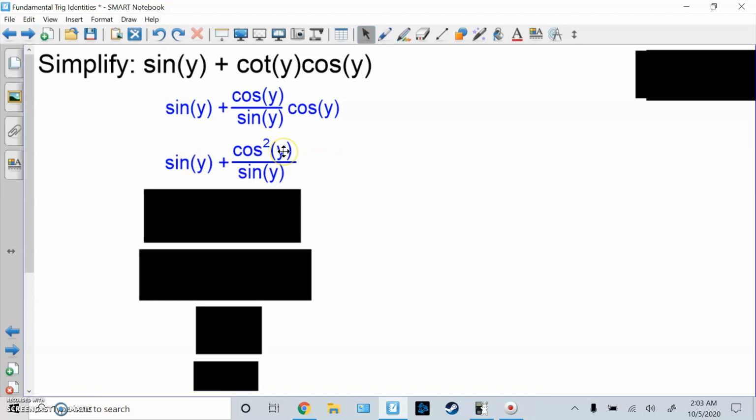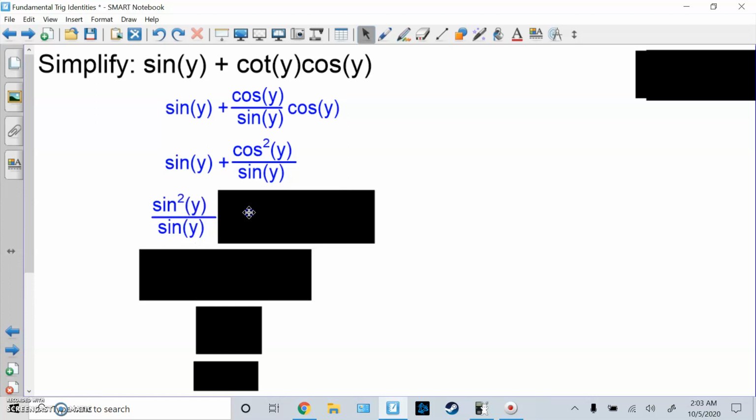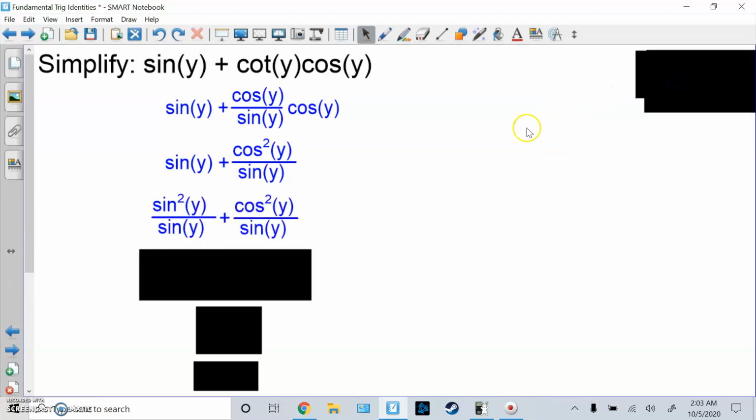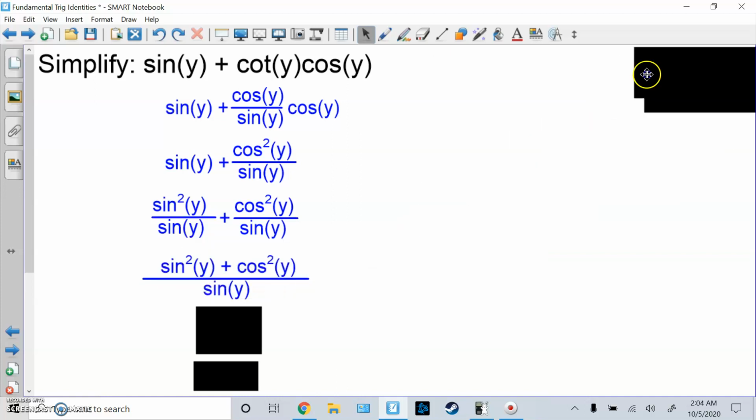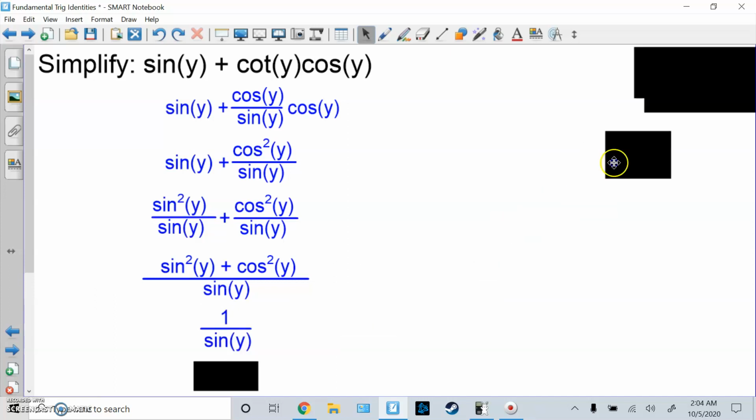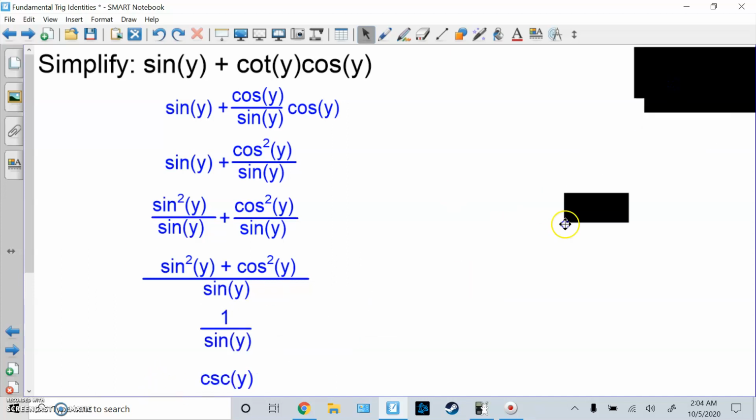When you add fractions, you need a common denominator. So I'm going to make this left side have sine y on the bottom. So I multiply sine y over sine y to get me sine squared y over sine y. Once the bottoms are the same, you can combine the tops, leave the denominator the same. Sine squared plus cosine squared is the Pythagorean identity, which is 1. So this is 1 over sine y, which we can say is cosecant y.